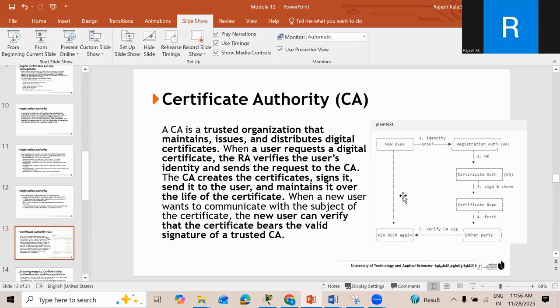A new user wants to have a digital certificate to communicate with another person. So he gives a request to the registration authority by giving his identity proof. The registration authority will verify the identity.